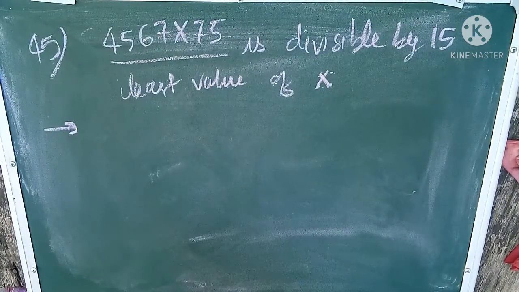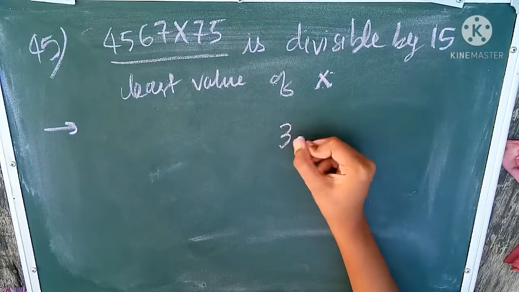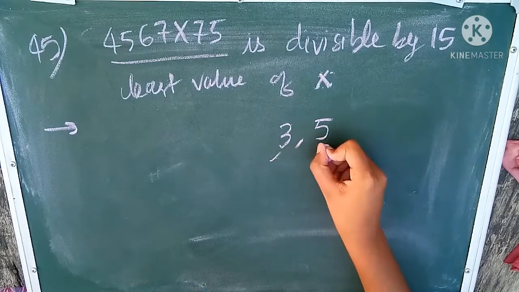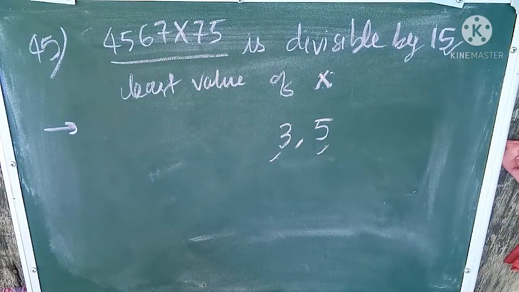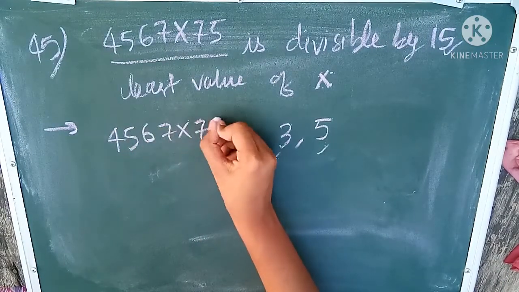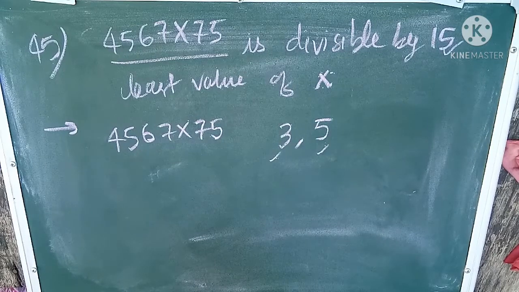We are only given that this number is divisible by 15. So the divisibility rule of 15 says that a number is divisible by 15 if and only if that number is divisible by both 3 and 5. So one by one we will check the divisibility rules of 3 and 5. And if a number is divisible by both, then the statement will be true. So here we have 4, 5, 6, 7, x, 7, 5. The divisibility rule of 5 says that there must be 0 or 5 at its unit digit. So here we have 5, so we can say that it is divisible by 5.